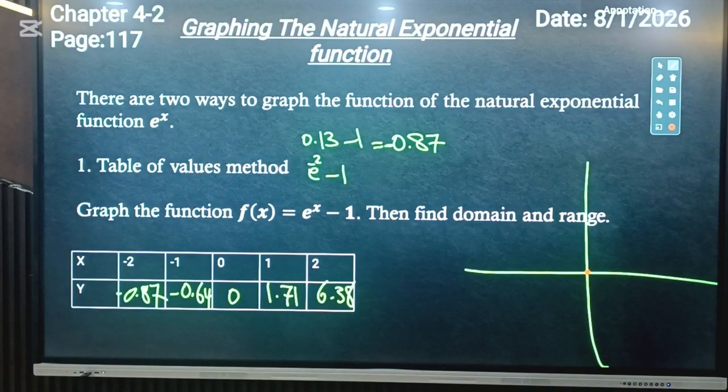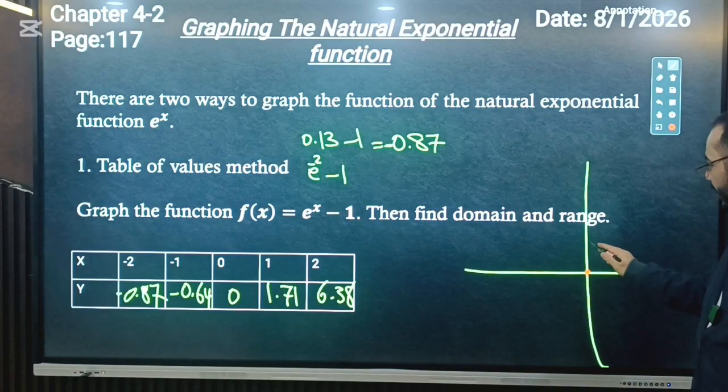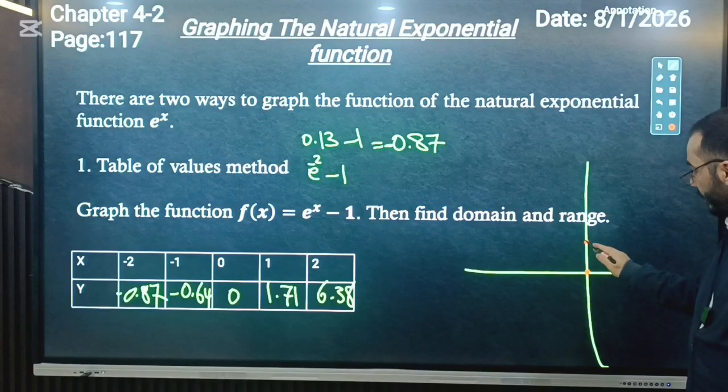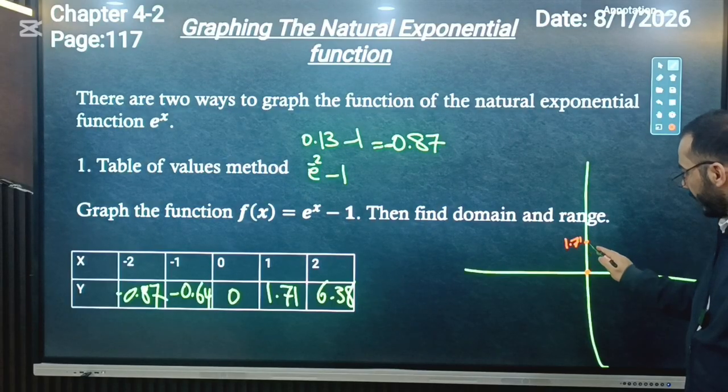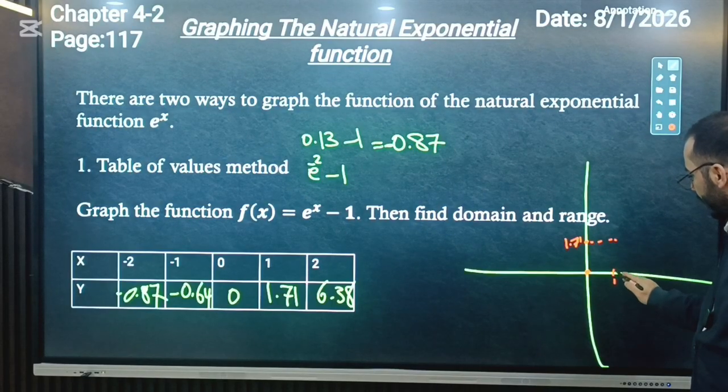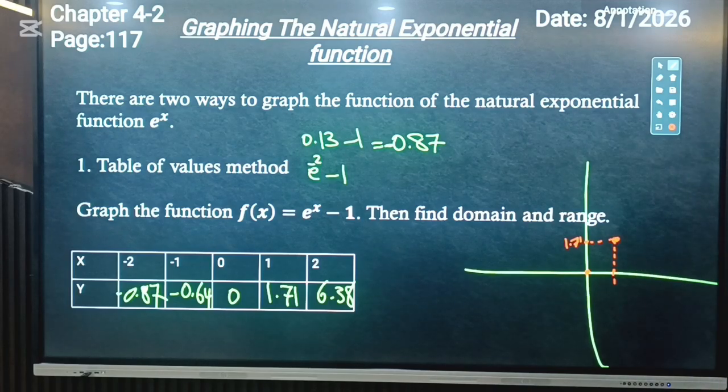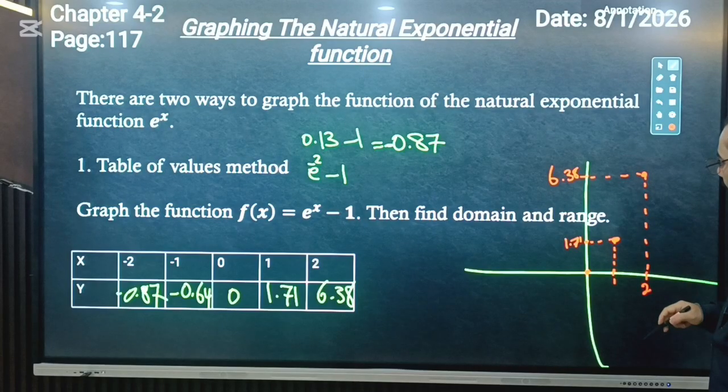1 and 1.71. Let's say 1.71 is here, and let's imagine 1 is over there. So the point would be exactly over there. 2 and 6.38. Let's imagine 6.38 is over there, so 2 is here. They're just going to intersect each other here.